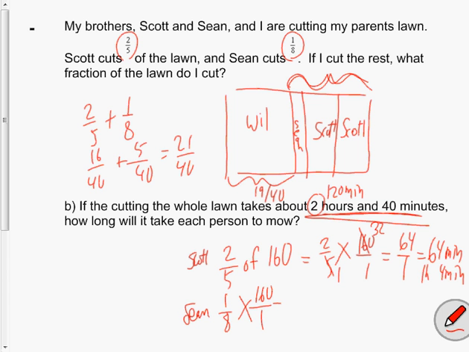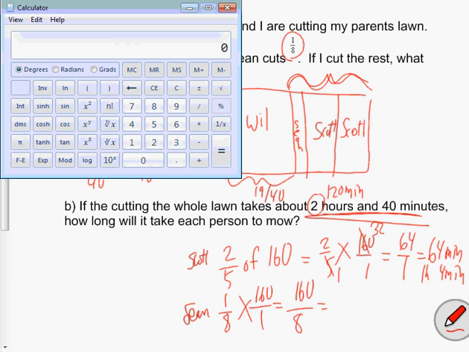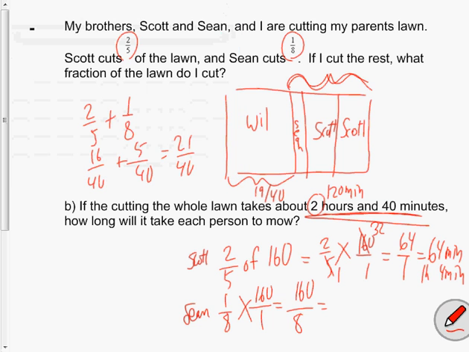Cross reduction: if you don't cross reduce, don't worry about it. I won't cross reduce this time. So it'll be 1/8, 160 over 8. 160 divided by 8 is 20, but I'm just going to do it here. 160 divided by 8 is 20. So therefore, it takes Sean 20 minutes to do his part.